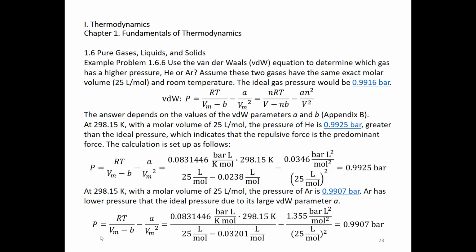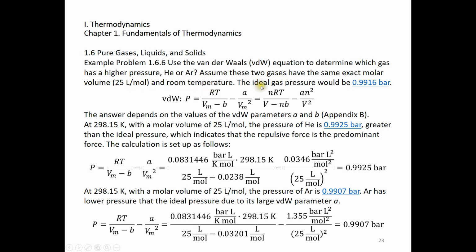Now let's look at one numerical example, 1.6.6. We will use the van der Waals equation to determine which gas has a higher pressure, helium or argon. Remember, argon has a larger B than helium, and also argon has a larger A than helium. Well, this simply means the size of an argon atom is larger than the size of a helium atom, and also the attraction between two argon atoms is larger than the attraction between two helium atoms. These two gases, let's assume, have the same molar volume, 25 liters per mole. Let's assume the temperature is 25 degrees Celsius.